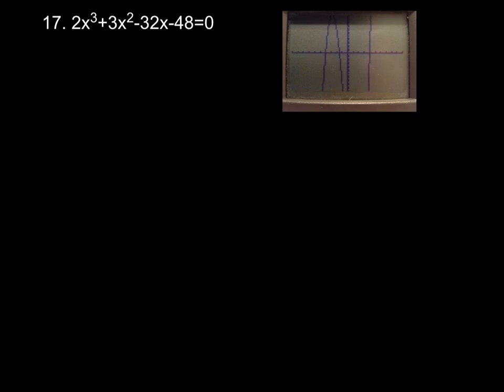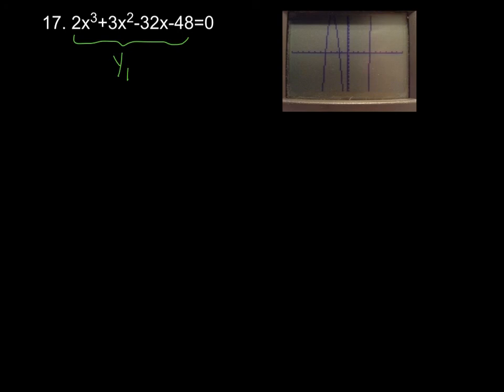For 17, they're asking you to find the solution set. So what I did was I took this entire equation and I put that into my y1 and I graphed it. I did a zoom 6. Now look at my picture on the right. It's not a complete picture, but when it asks you to find the solution set, it means to find out where they hit the x-axis.